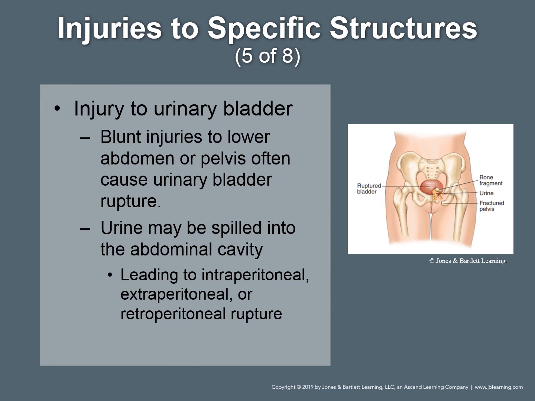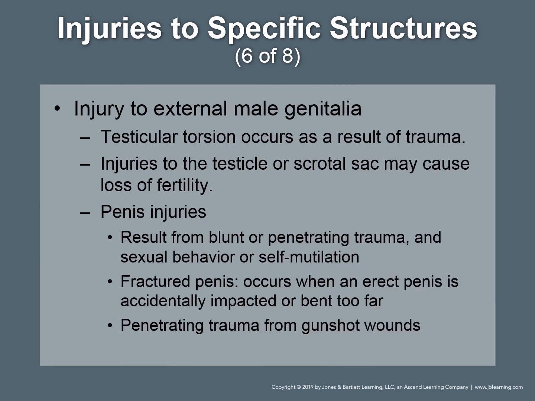Trauma to the urinary bladder, we worry about the bladder rupturing, especially if it's full. Not going to have a lot of bleeding, but you're going to have urine that could spill all into the abdomen, which could lead to sepsis. The external male and external female genitalia, we kind of treat the same. If it's bleeding, put direct pressure on it. We do not internally treat any of the genitalia. We do all of that external.